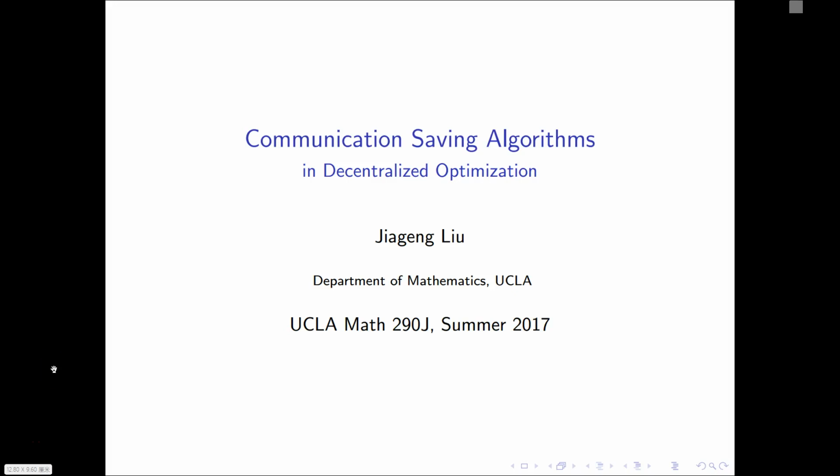Welcome to my talk about communication saving algorithms in decentralized optimization. This talk was originally given in UCLA Math 290J. This is a current literature seminar in applied mathematics, and it is organized by Professor Wu Taoyin. And this talk is just a reproduction of the talk at that time.